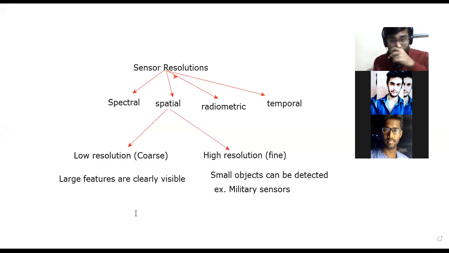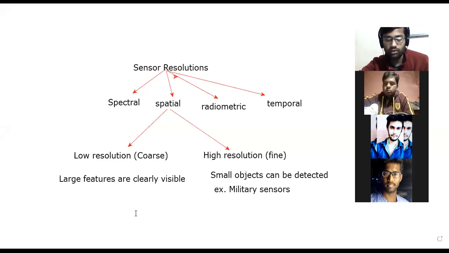Sir, is there a range for low resolution and high resolution, up to where we can resolve, that distinguishes the two? See, if with the help of resolution you can identify small objects from the photograph, then it is high resolution. If you are not able to distinguish between the small objects, then it is low resolution. It will vary.